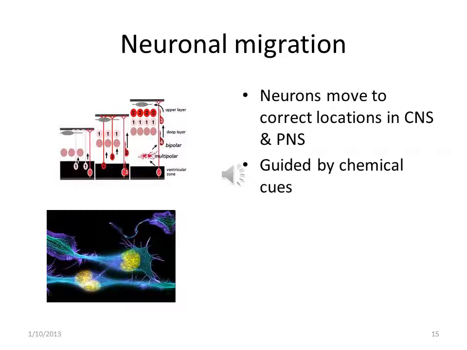Neurons have to move or migrate to the correct locations within the nervous system, and they're guided by chemical cues. Some of these cues say, come here, others say, go away from there. And so with both attractive and repulsive sorts of stimuli or chemical cues, the neurons are guided to the correct locations within the nervous system. If they fail to migrate to the right places, then there can be defects.